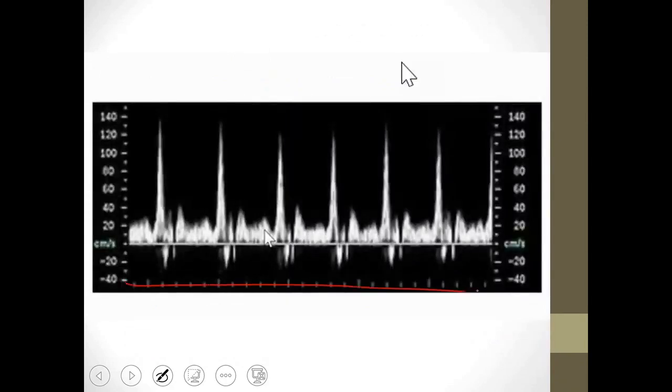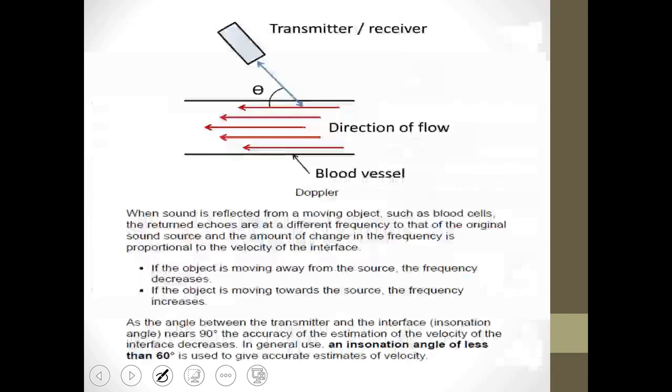If I give you a spectrum like this, the spectrum represents the movement of the subject that is moving. The amplitude increases or decreases based on the movement, whether it gives you high intensity or low intensity.